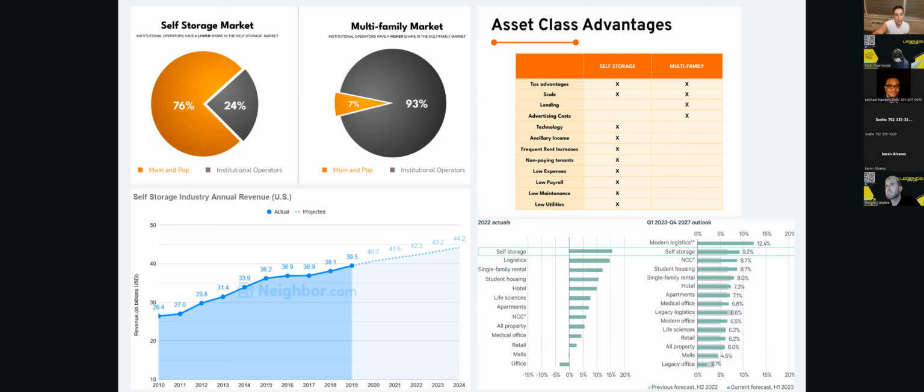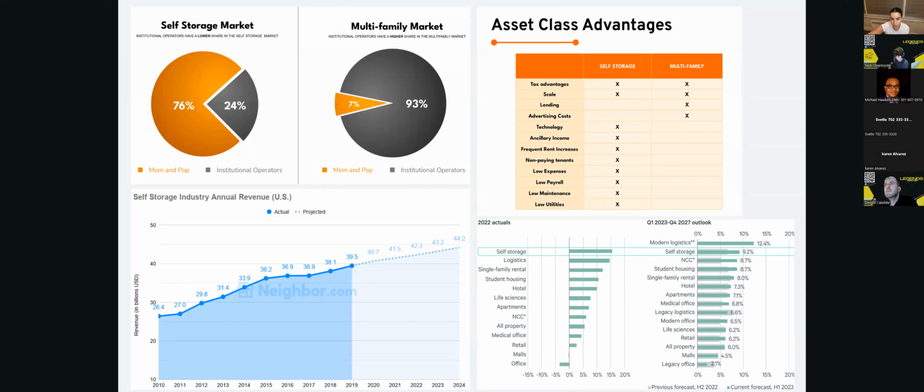And then you have the self-storage industry annual revenue. You have the actual in the darker blue, the bold, and then the projected in the dotted light blue. This starts at 2010 all the way to 2024. So you can obviously see that it has been increasing throughout the years. And then here at the bottom is more of an outlook up to 2027. It shows different asset classes here, and you can see self-storage is outperforming.